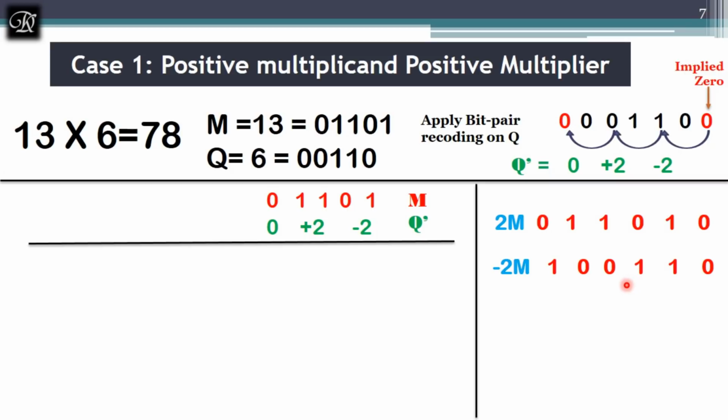Now you have to write the answer in the first partial product. Now I am multiplying 13 with minus 2, that is minus 26. I have got minus 26 here, and now I am writing it. And as before in the Booth algorithm, you can notice this is a negative 26, that's why the sign bit is set to 1. So now you have to extend the sign bit as in the Booth algorithm.